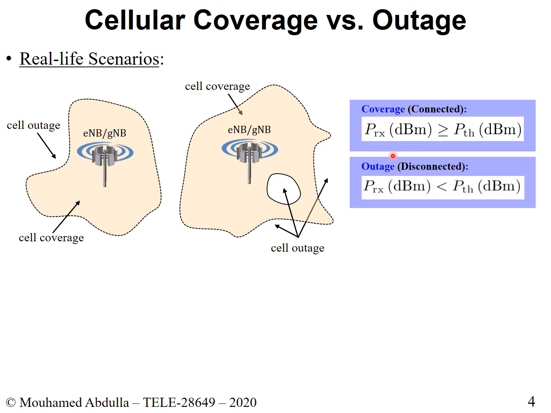Now you are disconnected when you go below the threshold. So when you go below minus 110 dBm, you're disconnected. So let's say you have minus 112 dBm. You're disconnected. You're in outage. Okay, so that's a basic definition of how to know if you are connected or disconnected.